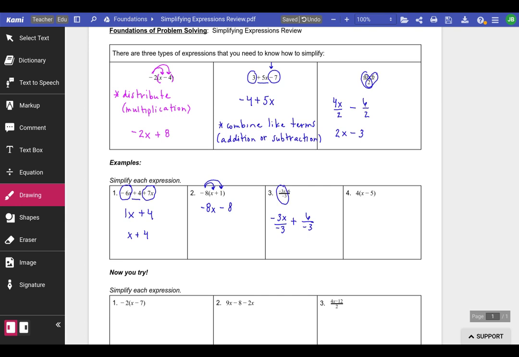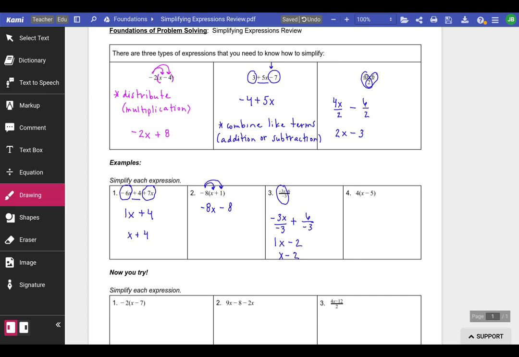So now I've broken it up into two fractions and I can simplify. Here, a negative 3 divided by negative 3 is just 1. And then I have my x. Here I have 6 divided by negative 3, and using my calculator tells me that's a negative 2. So I'm just going to make that x minus 2. Again, I can write it with the 1 or without.